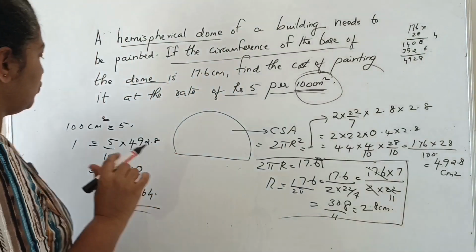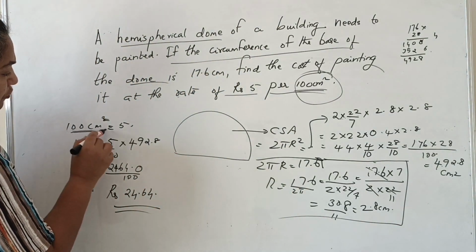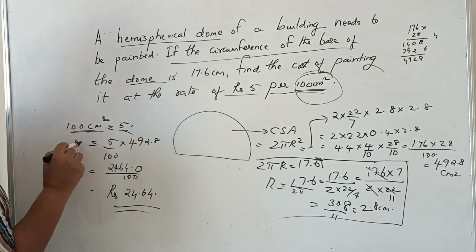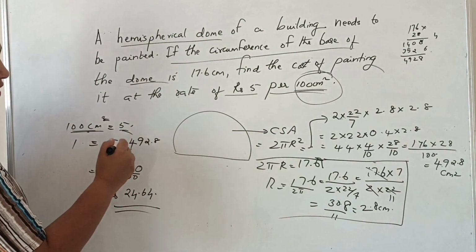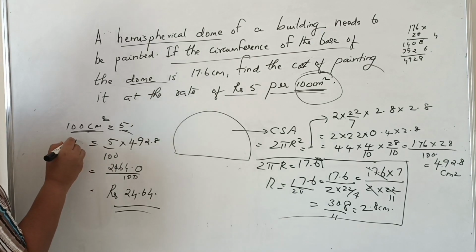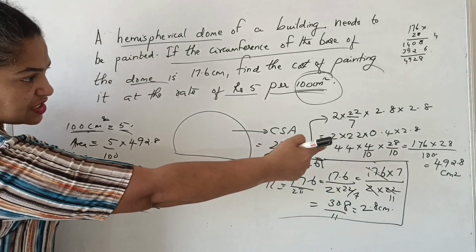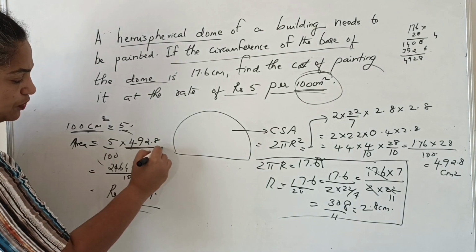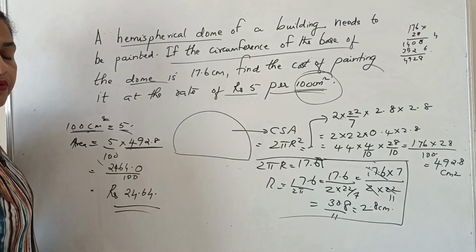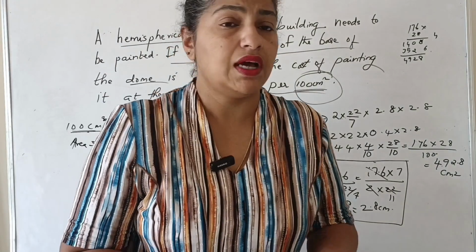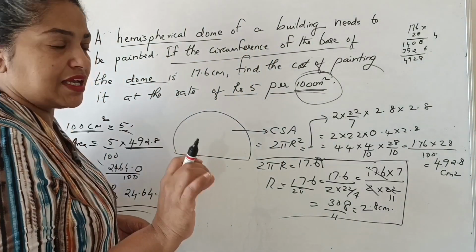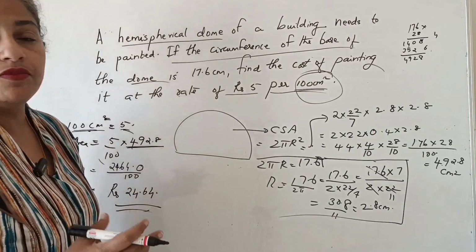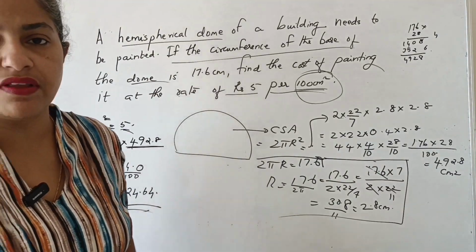Now let us calculate the cost. You know that 5 rupees is for 100 centimeters square, right? So for 1 centimeter square, unitary method, this is 5 by 100. So for the area which is given to us by 492.8, it is 5 by 100 into 492.8. You will get rupees 24.64. I hope I have got the decimals correct. Let me check again. Yeah, so it is rupees 24.64.